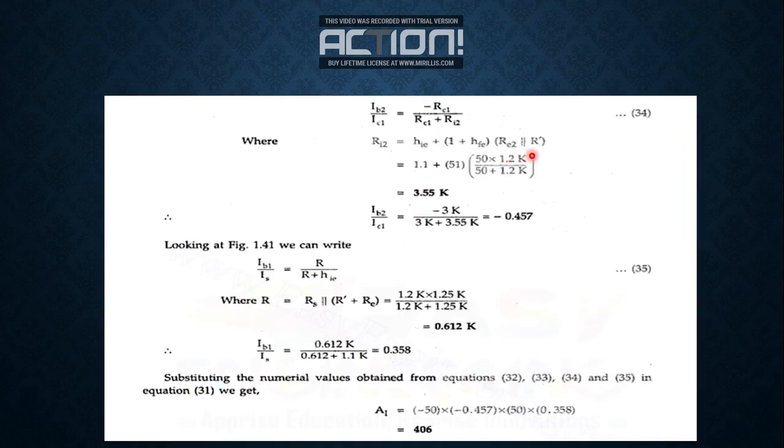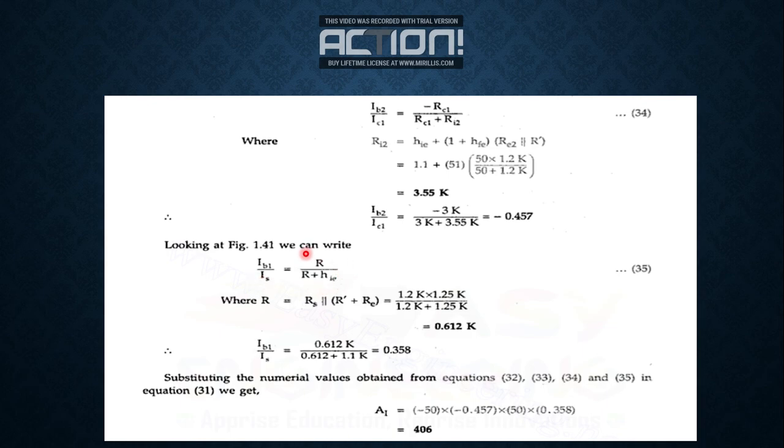These are the known values that they have given. By substituting in this formula, we will end up with 3.55K. So we have now found RI2. Then simply substituting this, we will end up with minus 0.457. That is the ratio. One more ratio we have to find out.